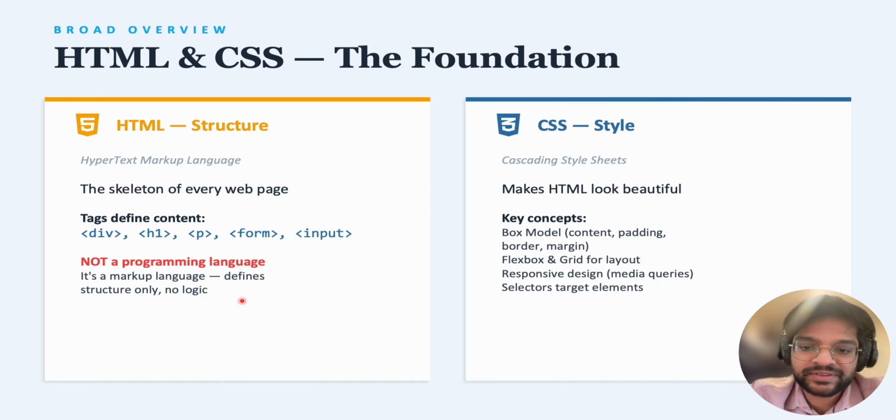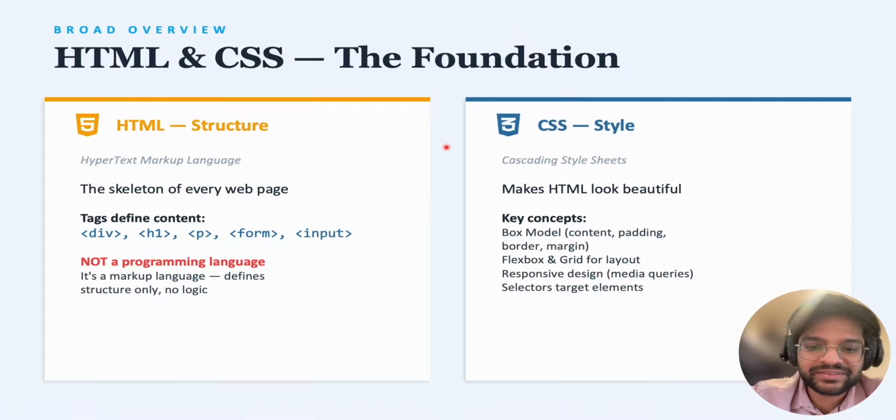That's it. Whereas if we come towards CSS, which stands for Cascading Style Sheets, CSS is something which is used to make your HTML look beautiful. You use selectors to target elements and apply styles like color, font, spacing, layout. We learned about Flexbox and Grid for layouts, responsive designs with media queries, and the box model, which is how every element has a content, padding, border, and margin.